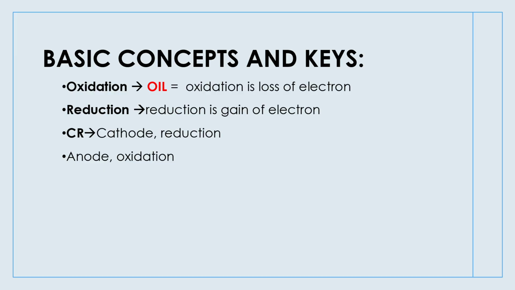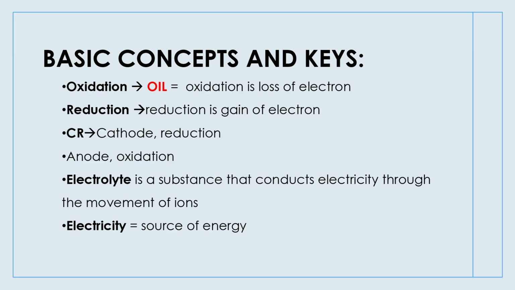To run the system thoroughly, an electrolyte has to be used. An electrolyte is a substance that conducts electricity through the movement of ions, and for that conduction or movement, a source of energy is needed, and here it is in the form of electricity.